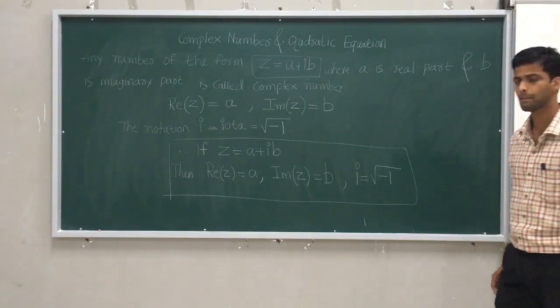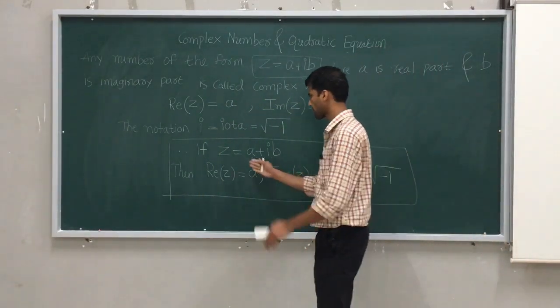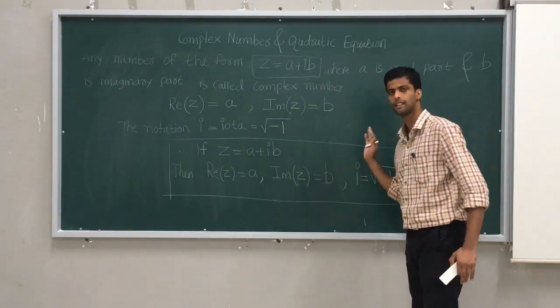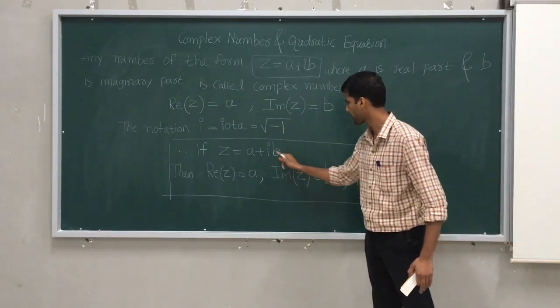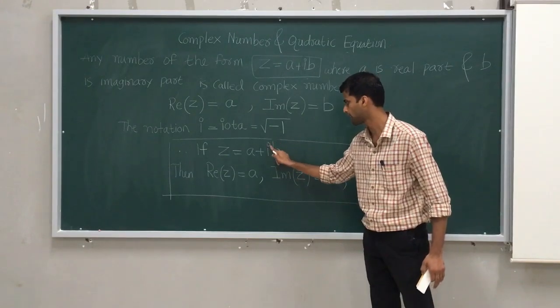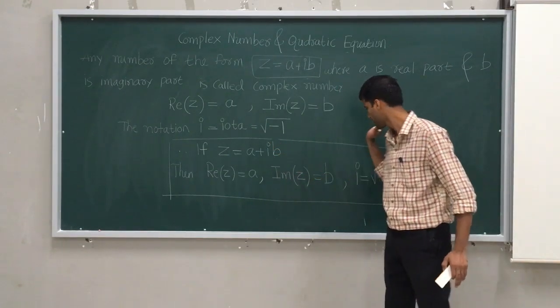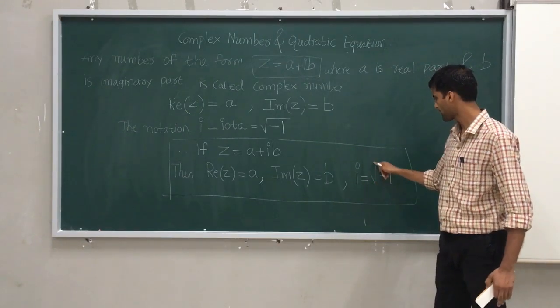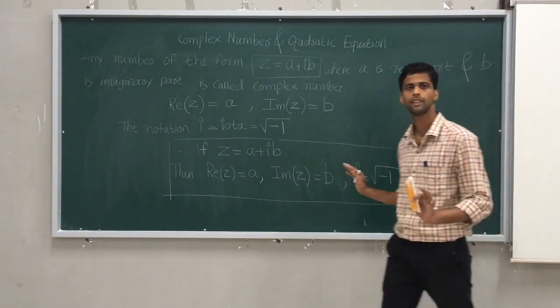Okay, so if z is a plus ib, then the real part of that complex number z is a. The imaginary part of complex number z is b. One thing to keep in mind: while writing the imaginary part, don't write i. Write only the term with i, which is b. And that value of i, it is iota, is under root -1.